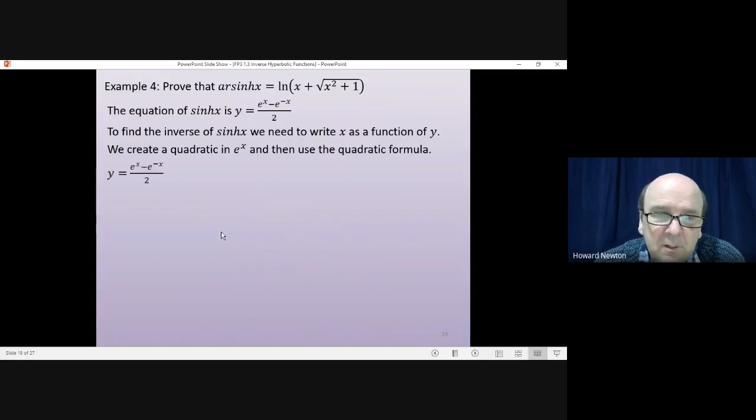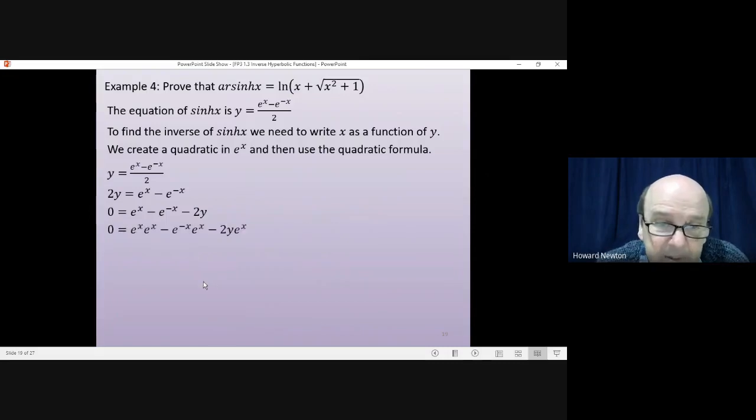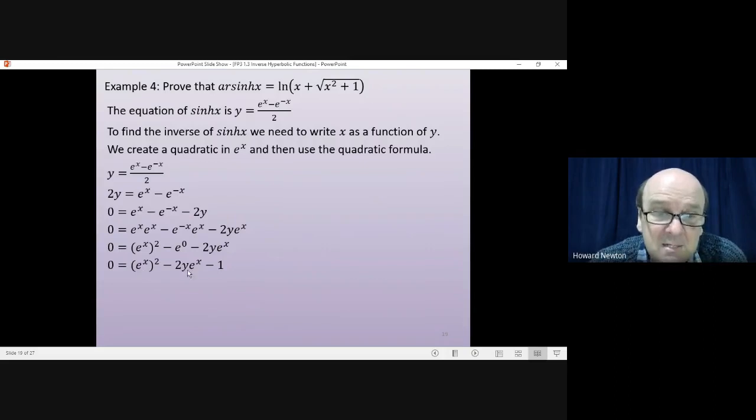Okay, let's have a look. So that is the starting point. Now we want to rearrange this so that we can get x as a function of y. Moving the 2 across will give me that. Moving that term over here will give me that. And then, as is frequently the case with this form of equation, we're going to multiply through by e to the x. And the reason why we do that is we're going to get e to the x squared here. That'll become a constant. And here we've got 2y e to the x. Rearranging that does give us a quadratic equation in e to the x.